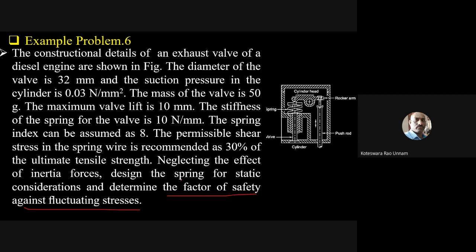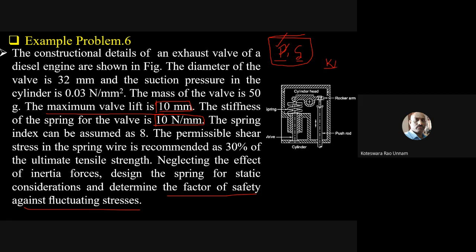For that, first if I consider the static design, as I already told you while discussing those problems, if you want to design the spring for static loading, you should know the maximum value of P, the maximum load on the spring, and the deflection. Based on only these two parameters, we can design the spring. Here he has given the delta value. The maximum valve lift is 10 mm, which means delta max is 10 mm. And instead of giving the P value, he has given the stiffness. Stiffness of the spring K is 10 Newton per mm.